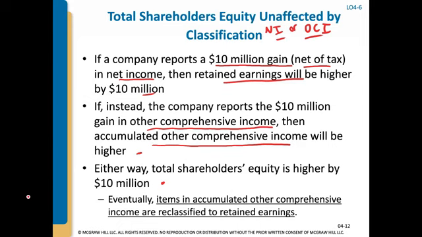Further, in the second semester of this intermediate accounting course, eventually items in the accumulated other comprehensive income are reclassed to retained earnings, but that's further down the road.